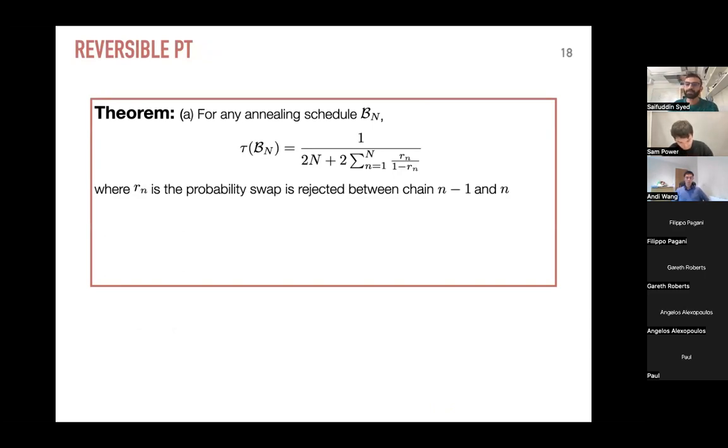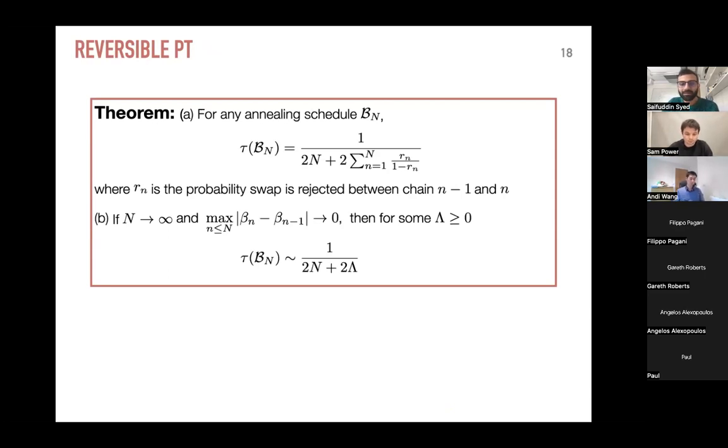You can show that for any annealing schedule, non-asymptotically, the round trip rate for reversible PT equals 1/(2 + 2n) plus the sum of the odds ratios of the rejection probabilities between adjacent chains. Moreover, as you increase the number of chains and the mesh size of the annealing parameters goes to 0, this will actually asymptotically decay to 0 according to 1/2n. So first of all, it's always bounded above by 1/2n, independent of the problem, but you're also going to pick up an additional deterioration in performance in terms of this 2 lambda.